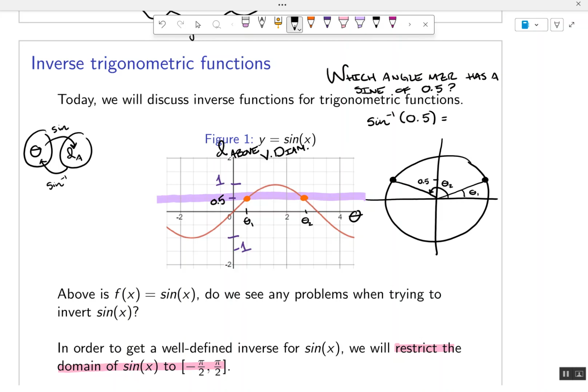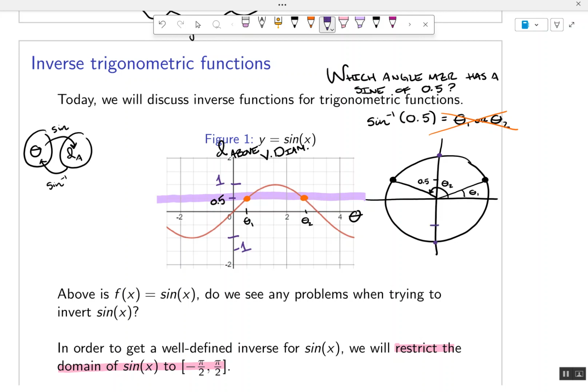So sine inverse of 0.5, well, I would have to write down theta 1 or theta 2. And that breaks my function criterion. The criterion to be a function says that every input has only one output. And you'll notice actually for every distance above the horizontal diameter, except this one or this one, there's going to be 2 different angle measures that satisfy that.